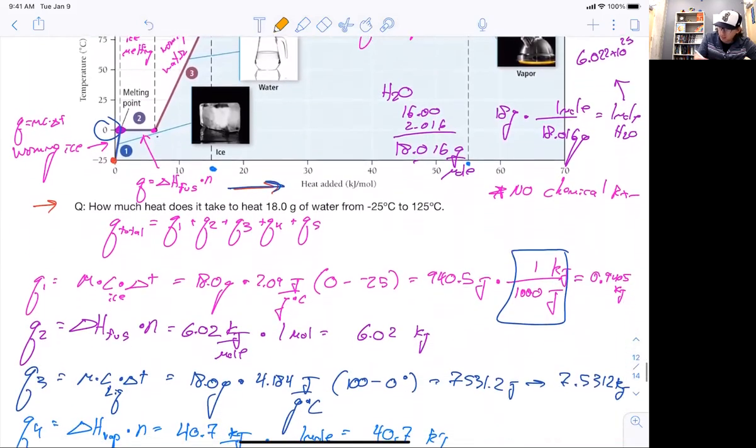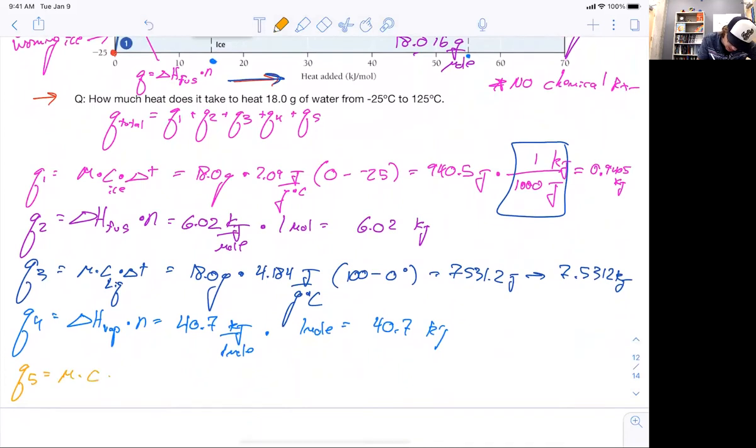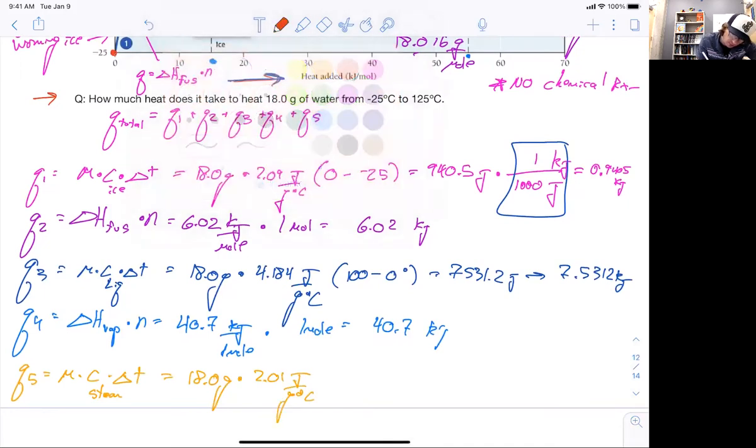If you're warming a chemical and it's in one phase, that's another MC delta T, but now the C is for steam, or the gas phase version of water. You still got your 18 grams of water. The specific heat capacity for steam is 2.01 joules per gram per degree Celsius. And something that I haven't pointed out yet, the specific heat capacity is per gram per degree Celsius. So grams go away and your Celsius goes away. That's why you're left with just joules at the end, which is what Q comes out in.